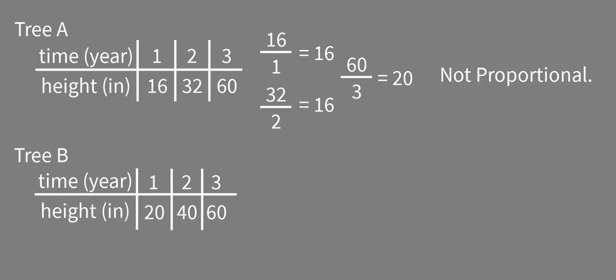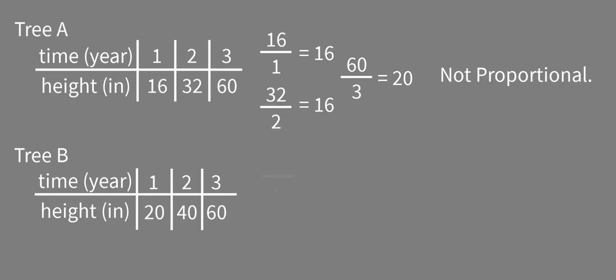I labeled them tree A and tree B, and I made a table of the information that was given. That does make it easier to organize and recognize. It's not necessary, but it is advised to go ahead and make the table. So we're looking at output to input, or inches to years, or height to time. And we'll look at those ratios again.